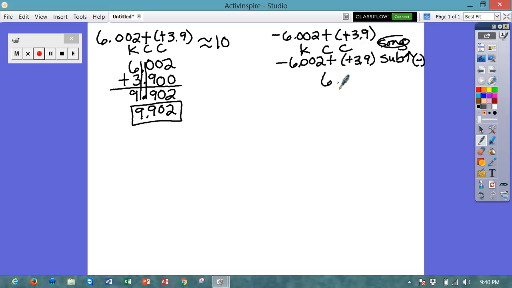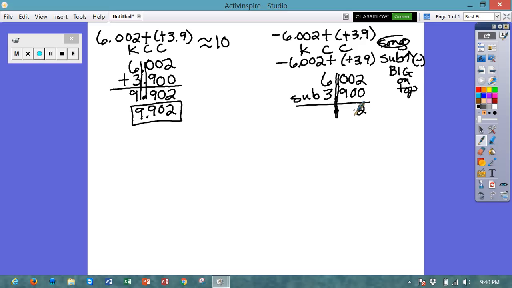Now, I am subtracting, so I have to choose to put the bigger one on top. And so 6 and 2 thousandths goes on top. 3 and 9 tenths goes underneath, and I am subtracting. I also lined up my decimal.